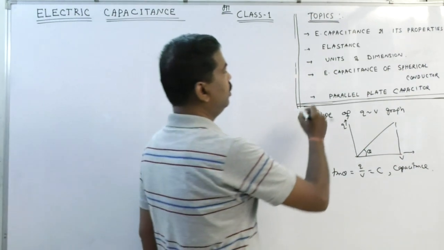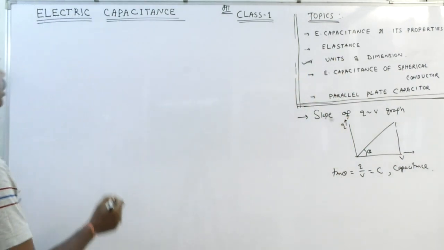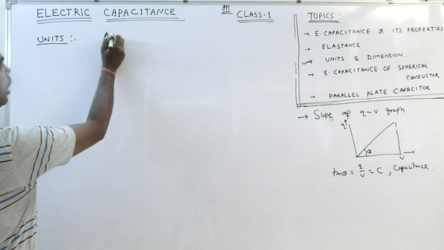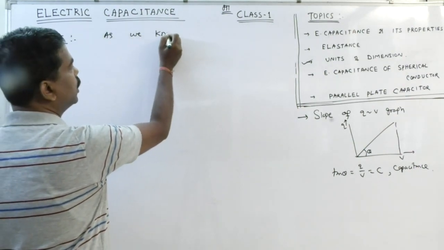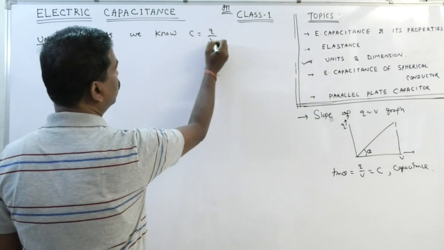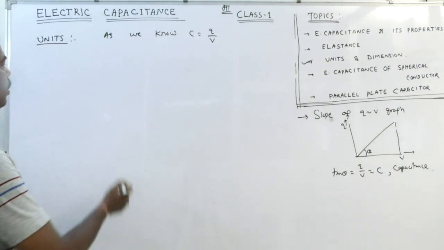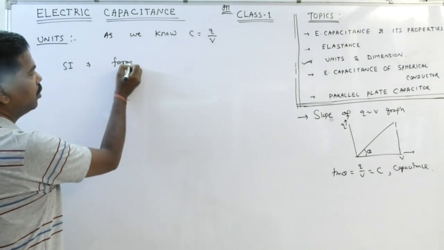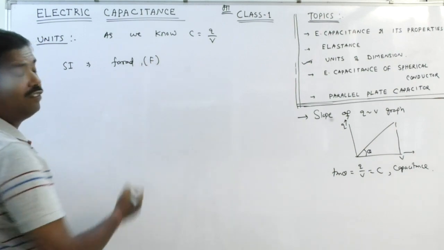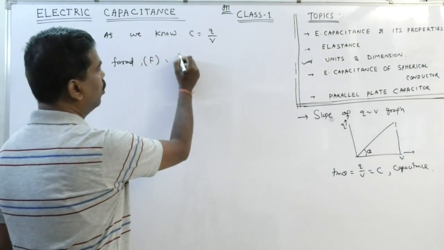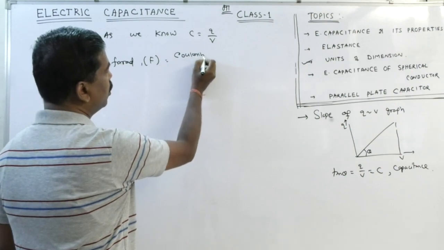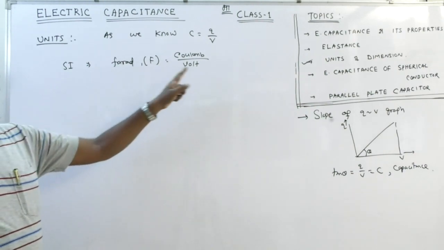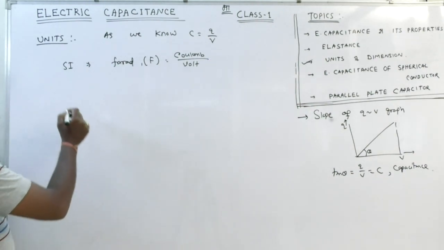Now we will discuss the units and dimension of the capacitance. Units. As we know, C is equal to Q by V. In SI unit, the unit of C is farad, F, which is equal to coulomb per volt. So farad is equal to coulomb per volt, that is SI.